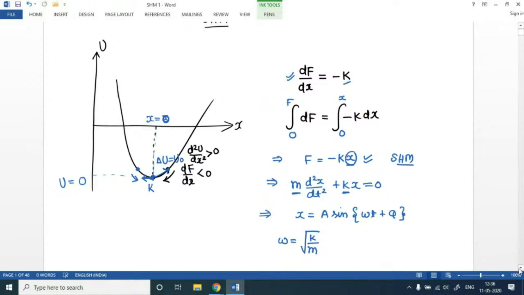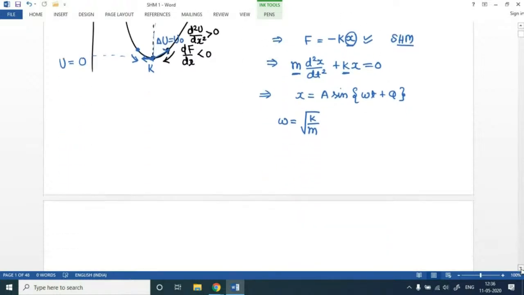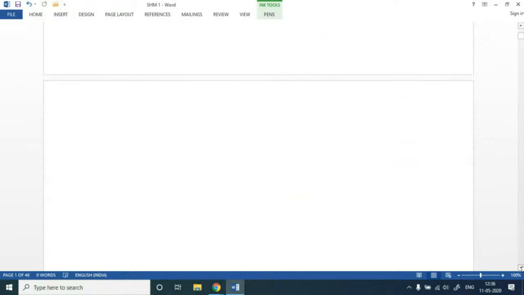And now let's look into the kinematics of this situation. Let's talk about the kinematics of SHM. As we have already understood, the position versus time function is represented by x equal to A sin(ωt + φ₀).